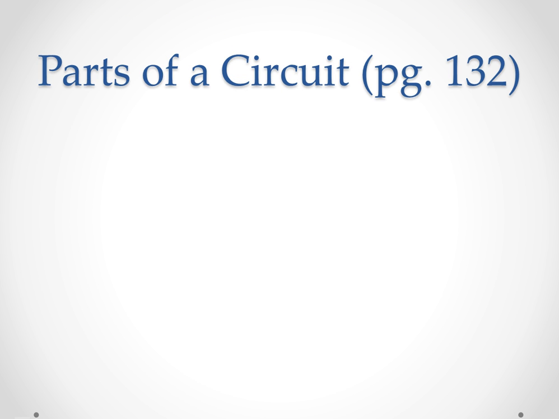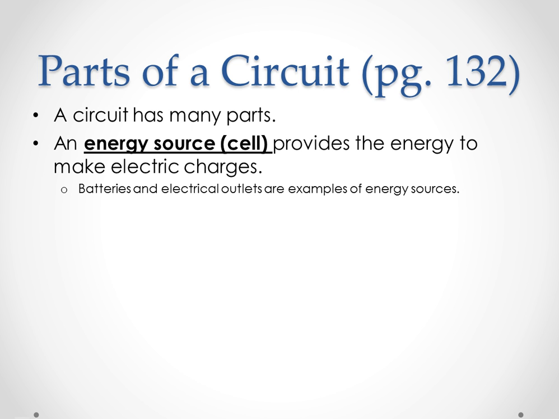If you look on page 132 in your science textbook, you will see a diagram similar to the one I'm going to have on the screen that will show you and describe the different parts of a circuit. A circuit is made up of many different parts. We have the energy source, which is sometimes called the cell, which provides the energy to make electrical charges. Batteries and electrical outlets are examples of energy sources.